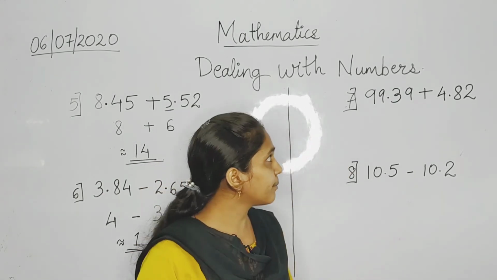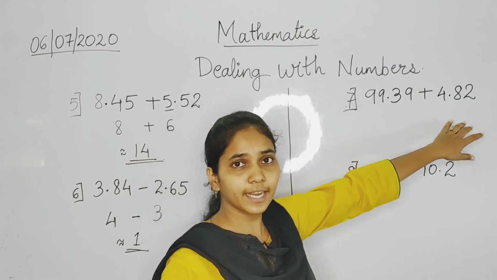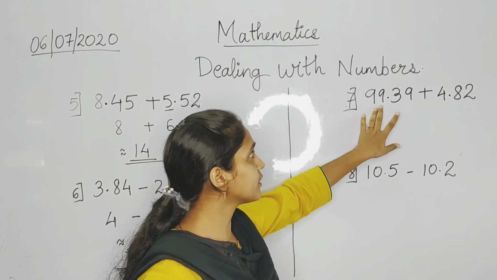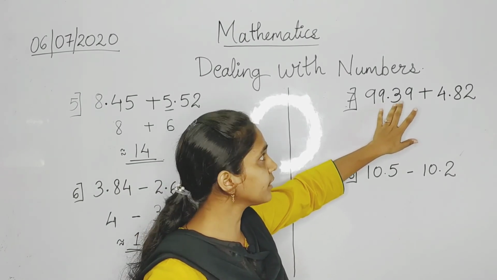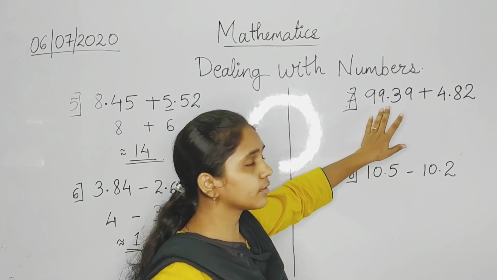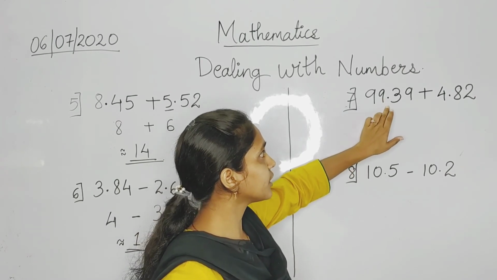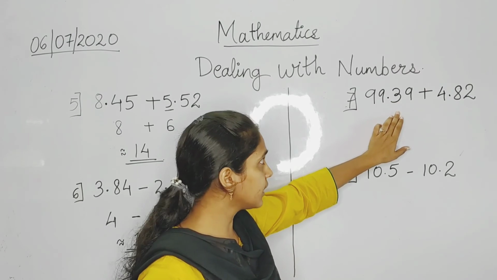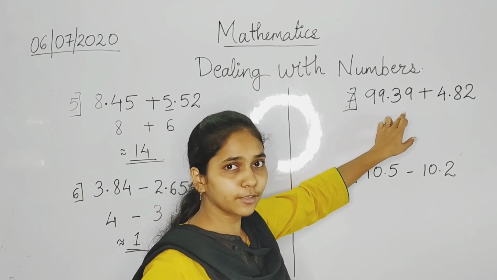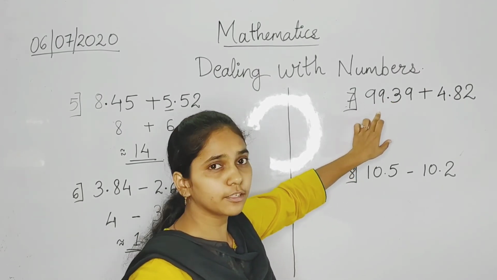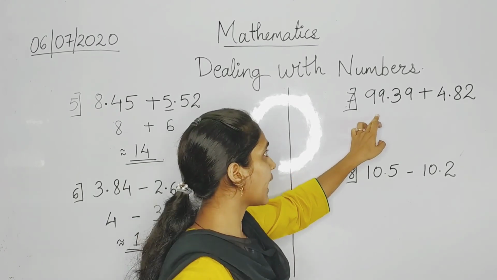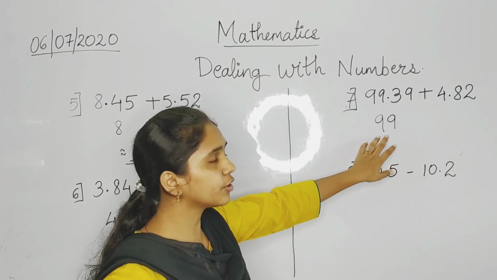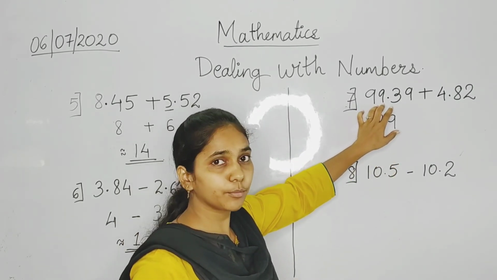Now the next example is again addition. Here it is a 2-digit number. It is 99.39. Here also it is the same. We first check the number after the decimal point. The number after the decimal point is 3, and 3 is less than 5. So we need not add 1 to 9. So 99 remains as it is. 99 is the rounded off figure for 99.39.